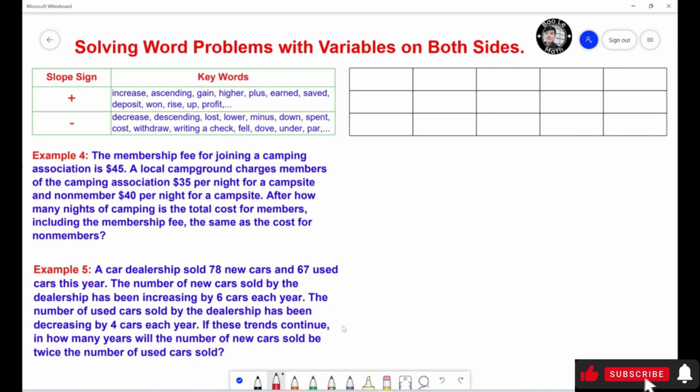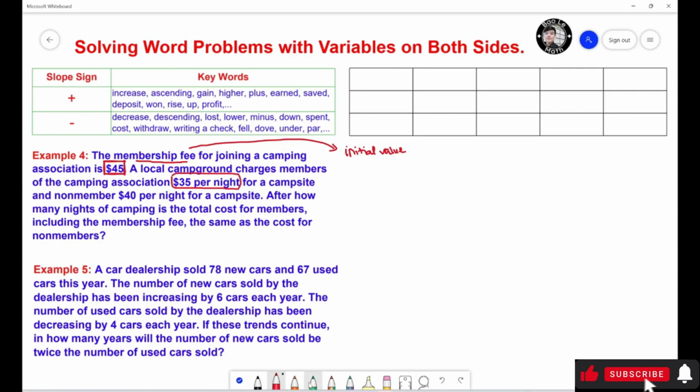Okay, let's get started. Let's jump into example number 4. The membership fee for joining a camping association is $45. So when we see the membership fee, this tells us that this is the initial value. Alright. A local campground charges members of the camping association $35 per night.